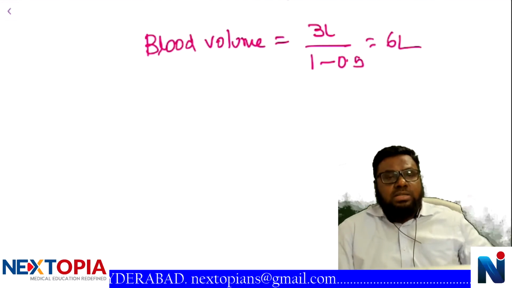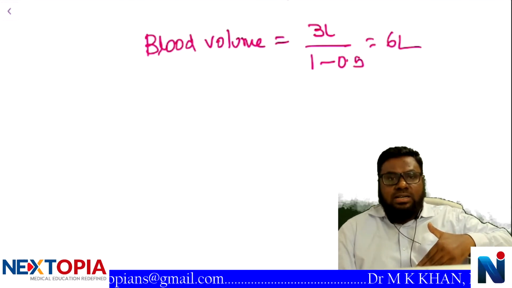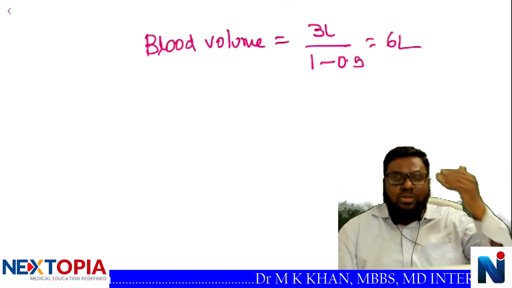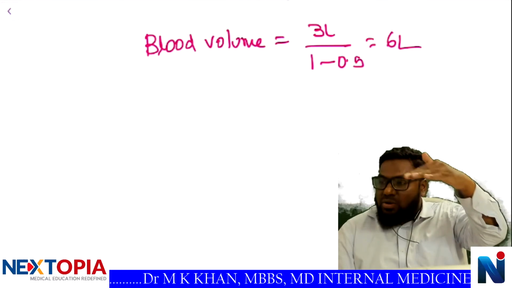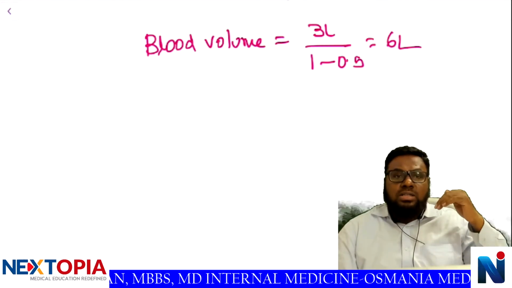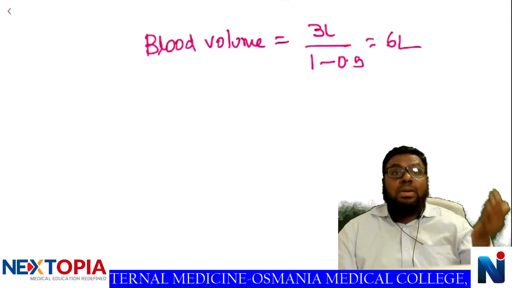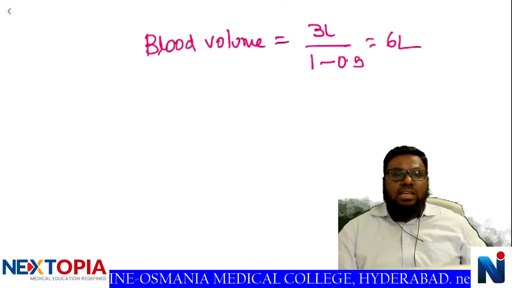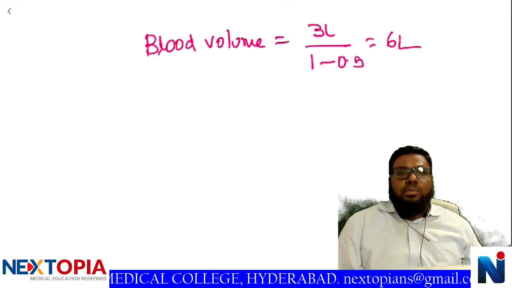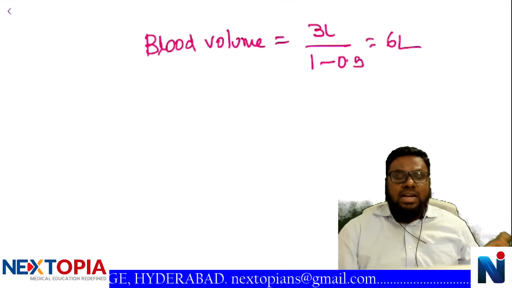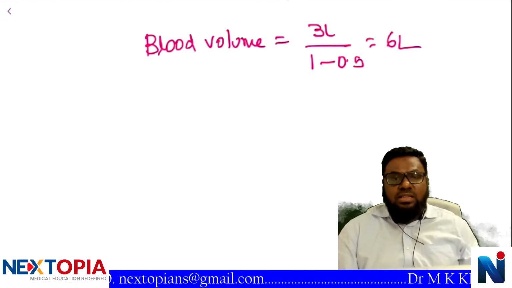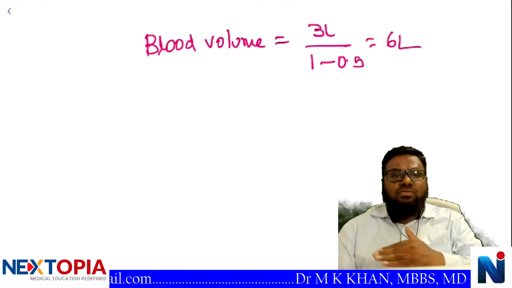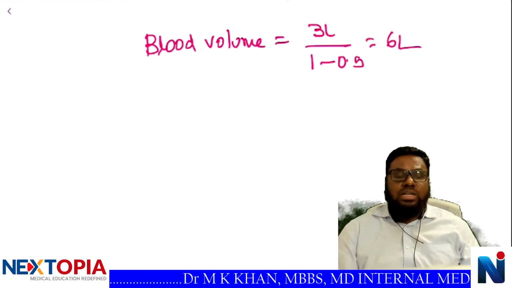So if the hematocrit is 50%, the blood volume becomes double the plasma volume. Nearly, blood is half RBC and half plasma volume. Blood volume is half RBC and half plasma volume. That is what you will have to understand.